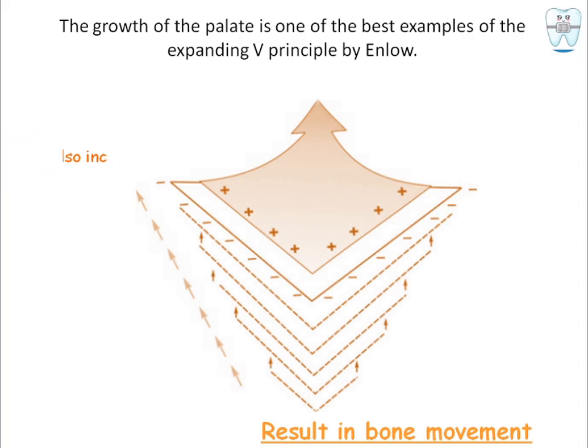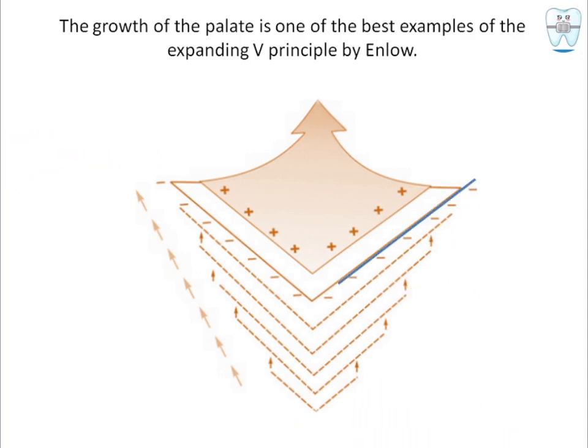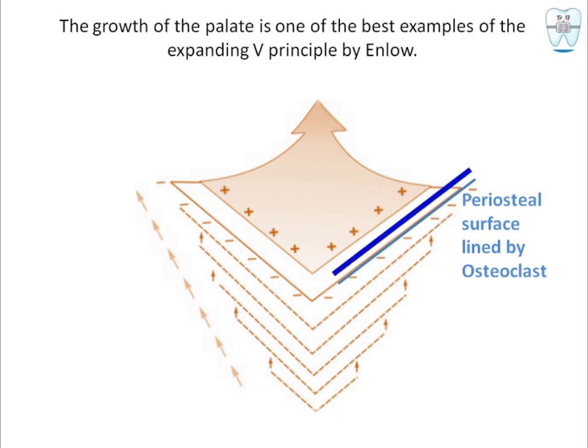So the periosteal surface is lined by osteoclasts, whereas the endosteal surface is lined by osteoblasts. The inner surface, the endosteal surface, will have osteoblasts. The periosteal, the outer surface, is lined by osteoclasts, the bone resorbing cells, while osteoblasts are the bone depositing cells.